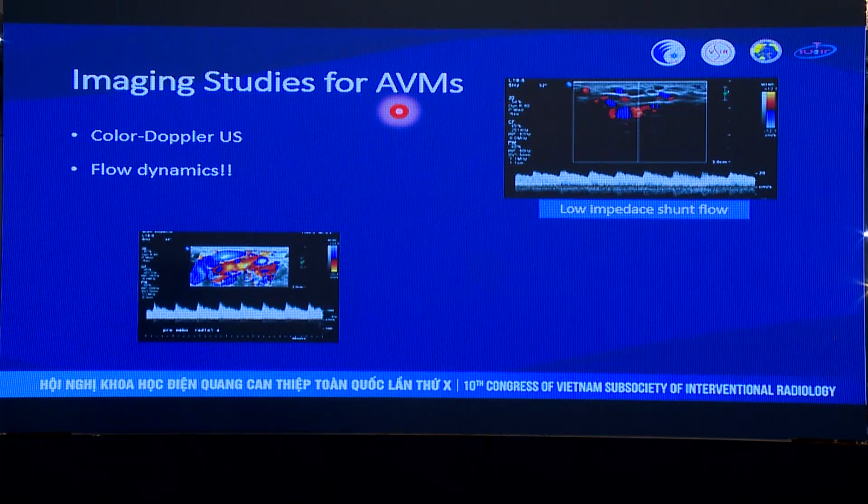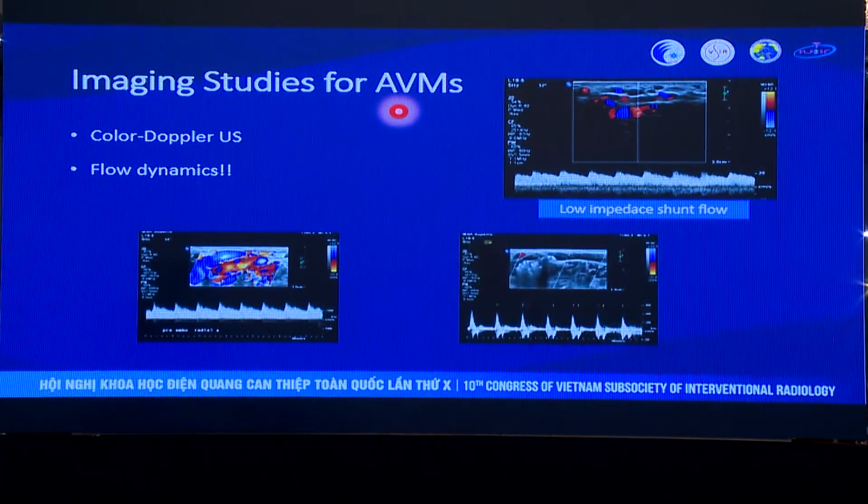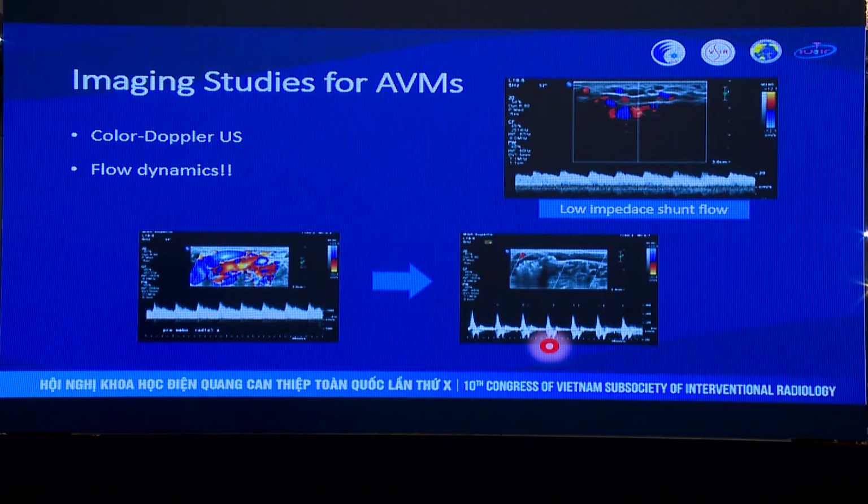We can use color Doppler imaging and flow pattern analysis. This is the typical flow pattern of low resistance shunt flow, and after the treatment, the shunt flow will turn into normalized arterial flow.